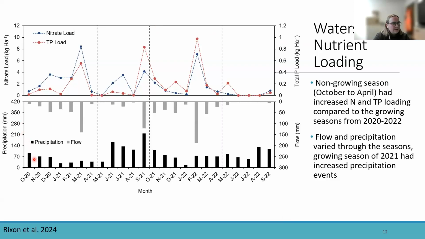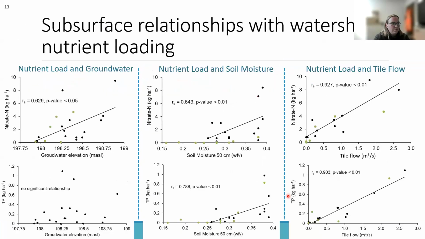When we looked at correlations between the monthly precipitation and monthly loading, there wasn't actually anything significant there. So we looked at other drivers, such as subsurface parameters, to see how those matched up with the loading. So for nutrient loads in groundwater, there was a slight relationship between nitrate and the groundwater elevation. The green dots are the growing season and the black dots are the non-growing season. So there wasn't a significant difference, but a slight pattern in the growing and non-growing seasons. And then total phosphorus, there's no relationship with groundwater.